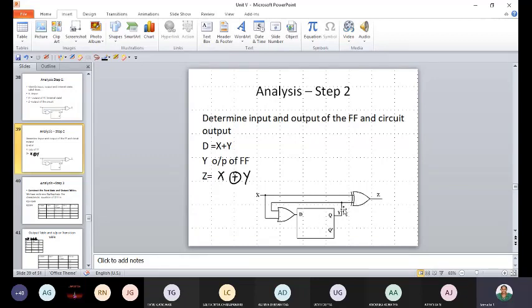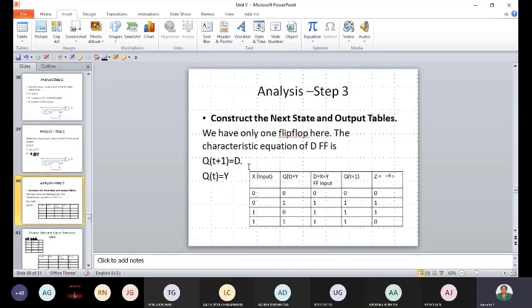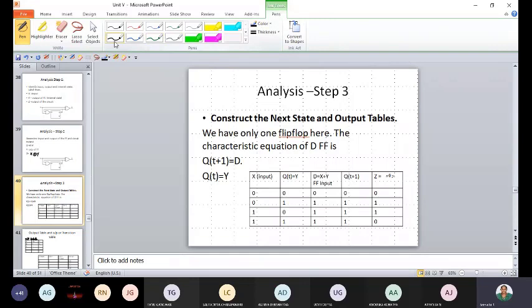With that in mind, X is an input and Q is your present state, the state of the flip-flop, and that is how you will build your state table. The two combinations are 00, 01, 10, and 11. We know the intermediate input, the input of the flip-flop, is D equals X plus Y. There you have an OR gate. X is as assigned, and Q of T is assigned to Y. So X plus Y is a simple OR gate expression: 0, 1, 1, 1.